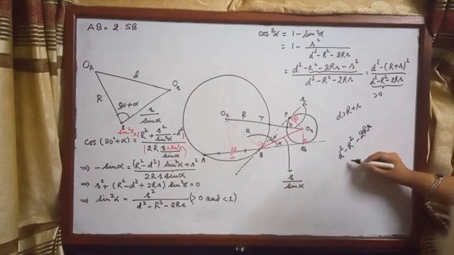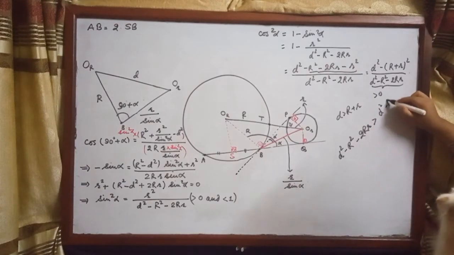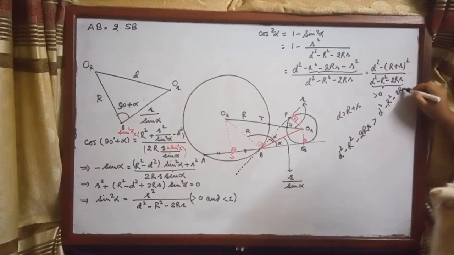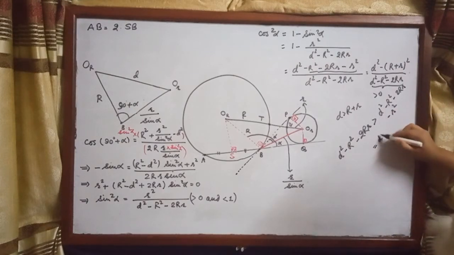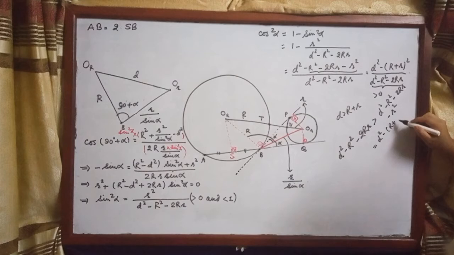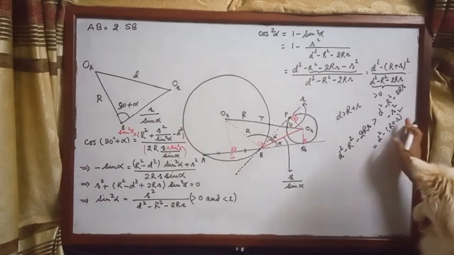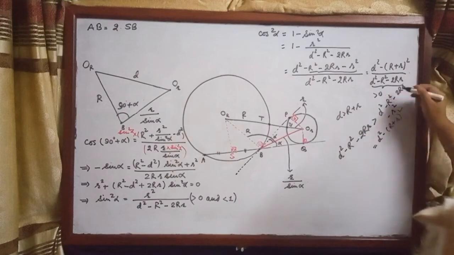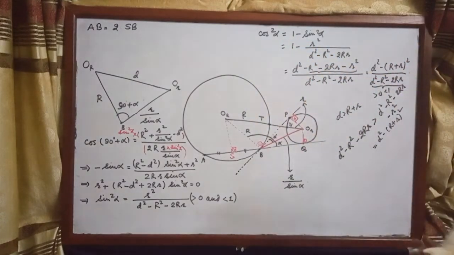is greater than d squared minus r squared minus twice r minus r squared, because r squared is positive. This is nothing but d squared minus, I hope you can see, r plus r whole squared. So this is less than 1. So this also makes sense.